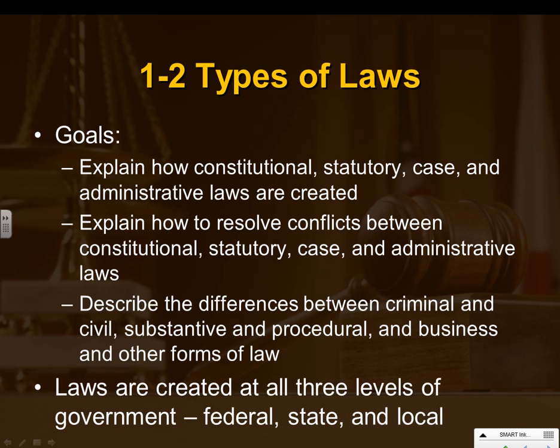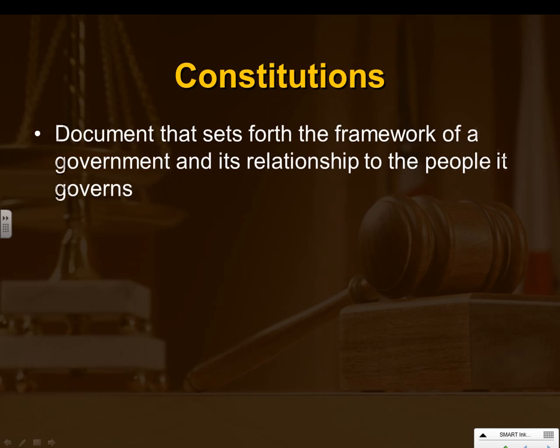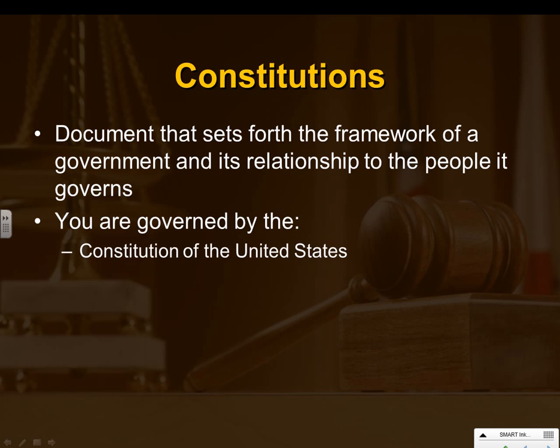Laws in this country are created at all three levels of government: federal, state, and local. The laws at each level consist mainly of constitutions, statutes, administrative regulations, and case law. A constitution is a document that sets forth the framework of a government and its relationship to the people it governs. When constitutions are adopted or amended, or when courts interpret constitutions, case law is made.